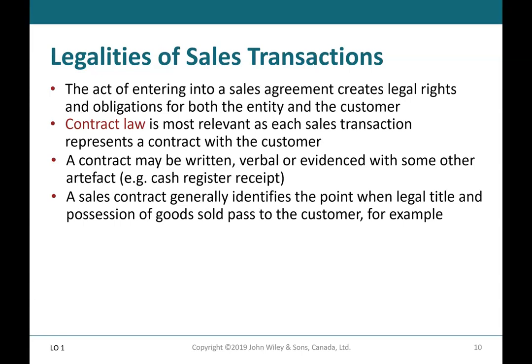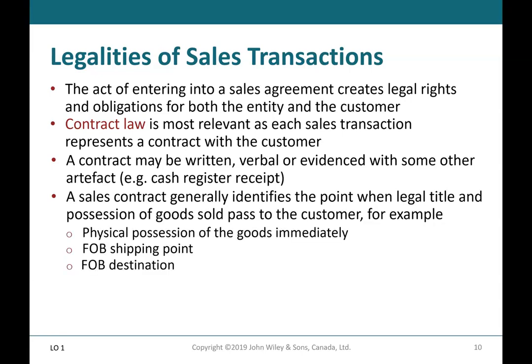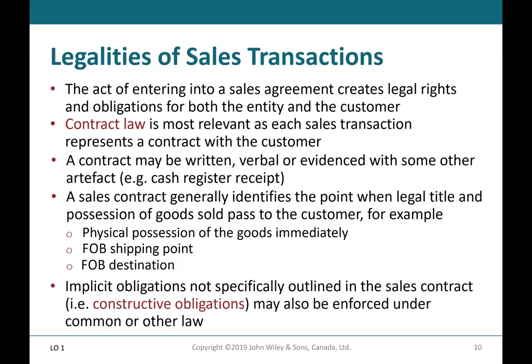A sales contract generally identifies the point when legal title and possession of goods sold pass to the customer, for example, physical possession of the goods immediately, FOB shipping point, or FOB destination. Implicit obligations not specifically outlined in the sales contract, i.e., constructive obligations, may also be enforced under common or other law.